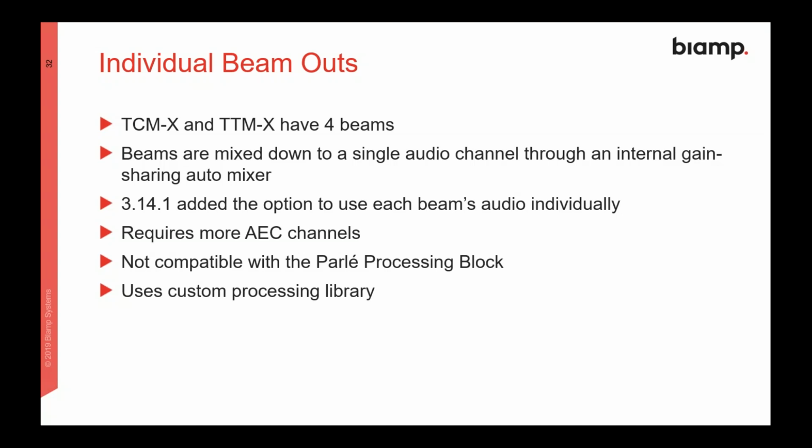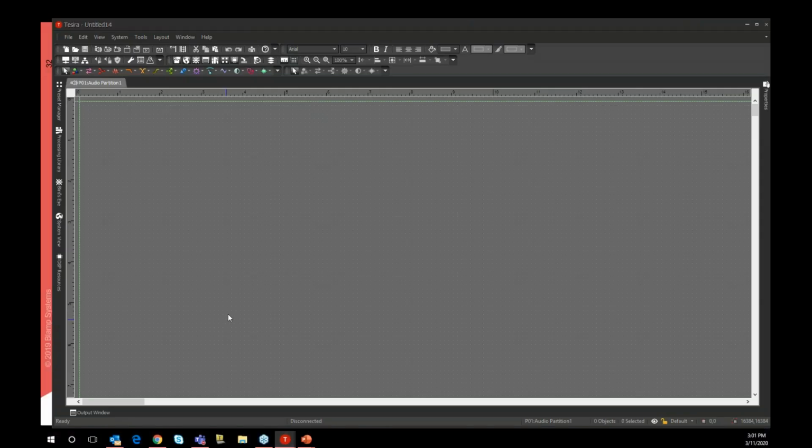Well, with 3.14.1, we added the ability to individually use each one of the audio channels from each beam. So you'll have 4 inputs. Now, the disadvantage to this is, of course, it requires more AEC channels. So if you want to use all 4 beams, you need 4 AEC channels as opposed to 1. Also, it's not compatible with the Parlé Processing block, so you'll also need to use the custom processing library blocks and maybe make some adjustments on your own as well.